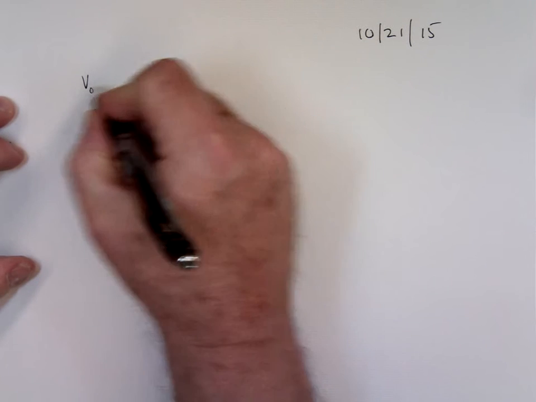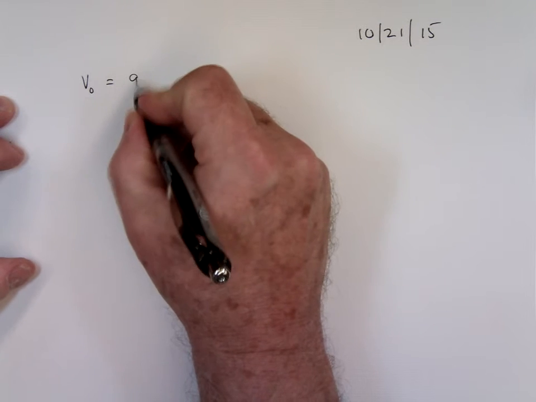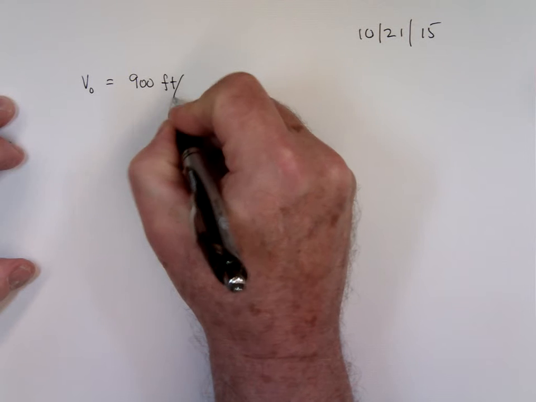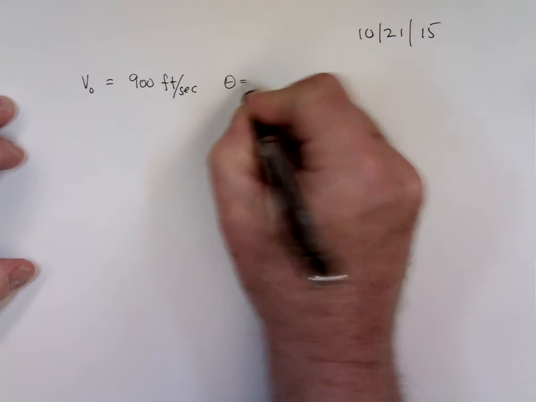You want me? I can just make up something. I mean, I think I know what they were. I think it was 900 feet per second, 45-degree angle, and then the 3-foot initial height.